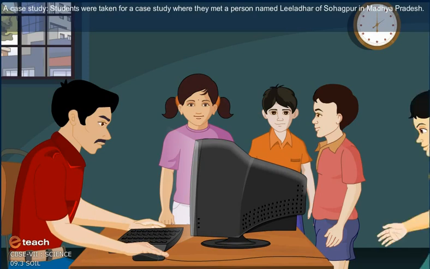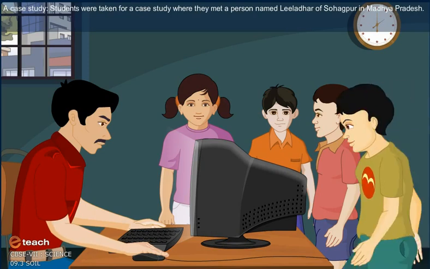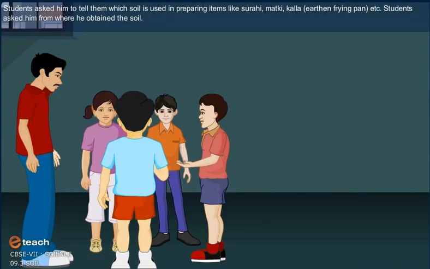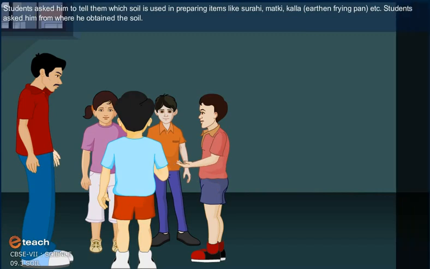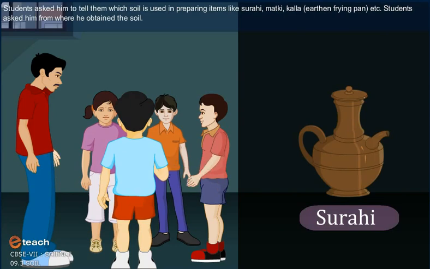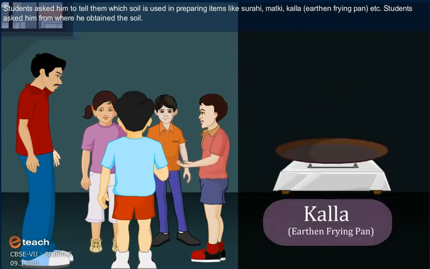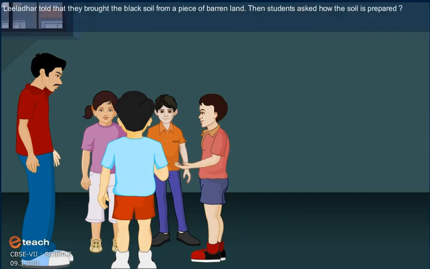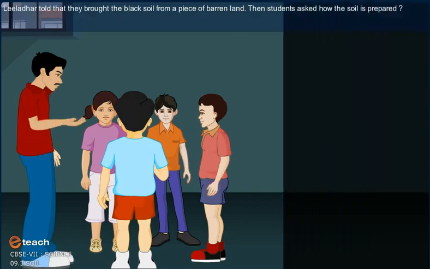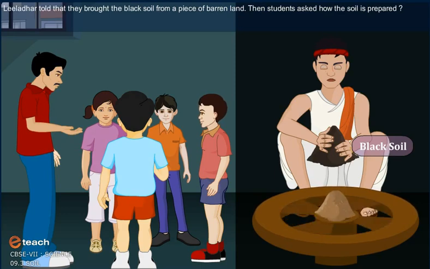A case study. Students were taken for a case study where they met a person named Leeladhar of Sohagpur in Madhya Pradesh. Students asked him to tell them which soil is used in preparing items like surahi, matki, kala, that is earthen frying pan, etc. Students asked him from where he obtained the soil. Leeladhar told that they brought the black soil from a piece of barren land.